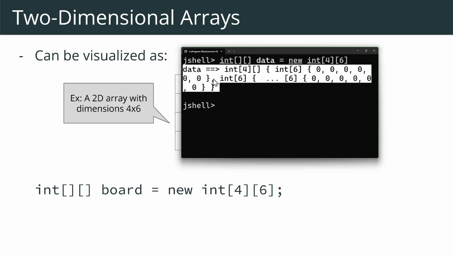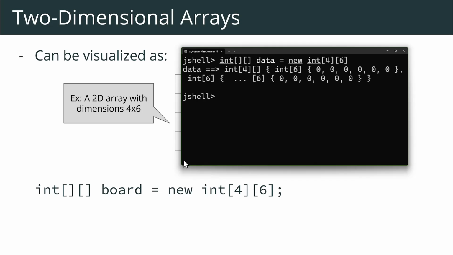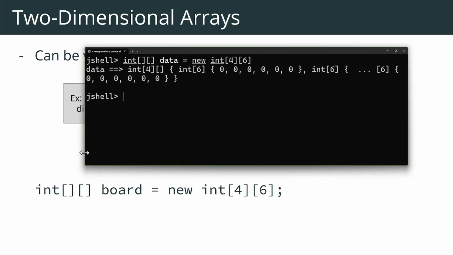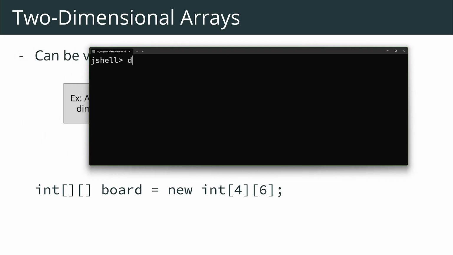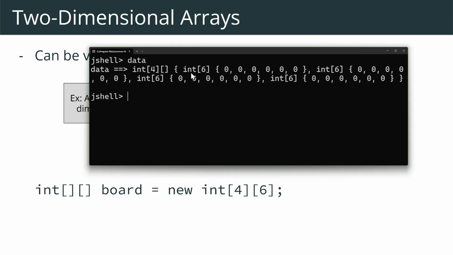Don't worry about this stuff right here. It might look a little harder to read. It's probably because of my line wrapping. Yeah, it is a little hard to read. Let me see what happens if I look at data real quick. I know this looks a little hard to read, but basically this is saying there are 4 arrays. We've got one array here, one array here, one here, and then one here. And in each of those arrays, there are 6 integers. They're currently initialized to 0.